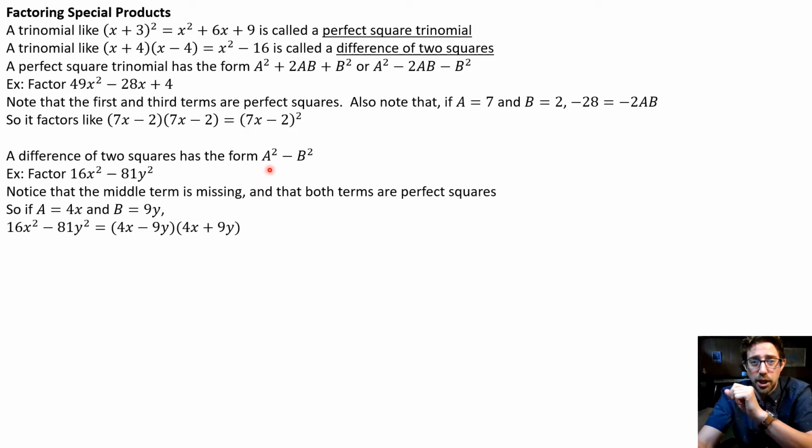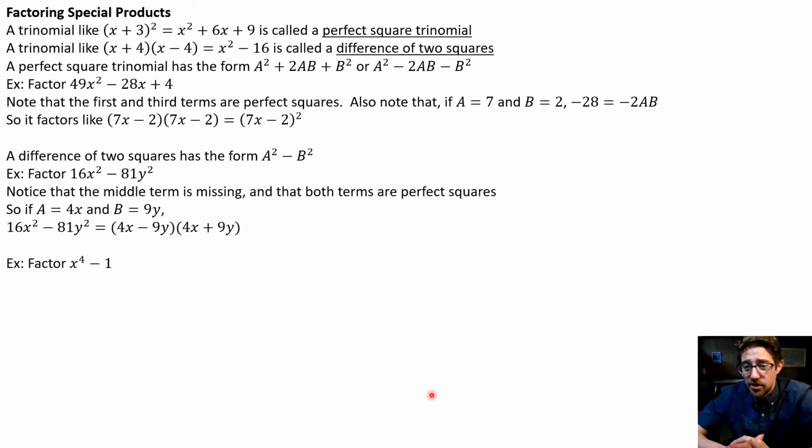I'll touch on this later, but if you ever see a squared plus b squared, it looks a lot like this, and you might think, shouldn't I be able to factor that? No, you can't. That's why I didn't bring it in here. There's no such thing as a factorable sum of two squares. We'll see one in a little bit. Oh, we'll see it right now.